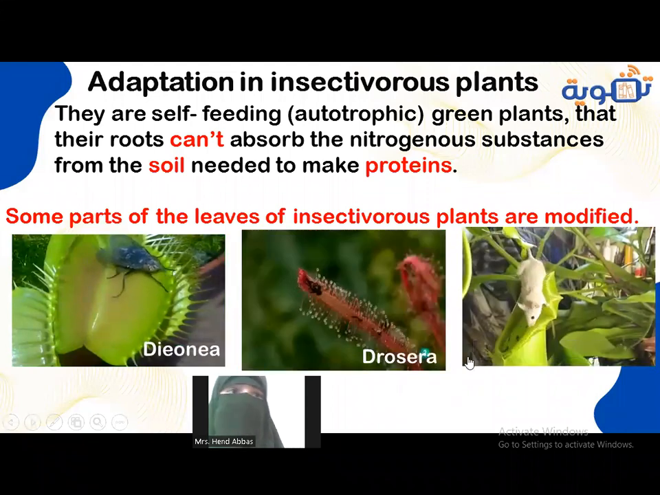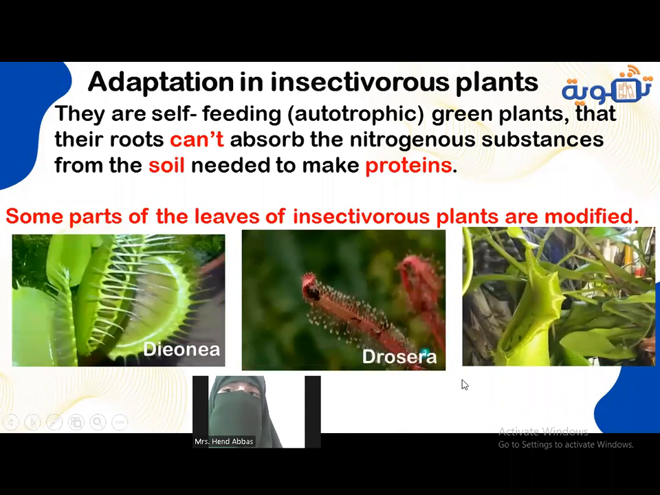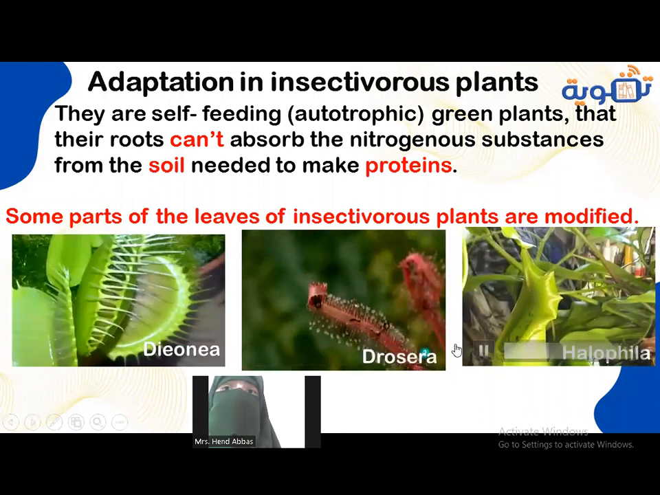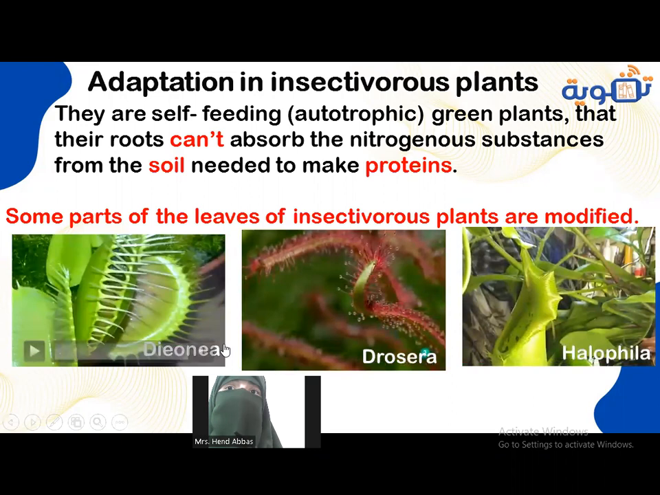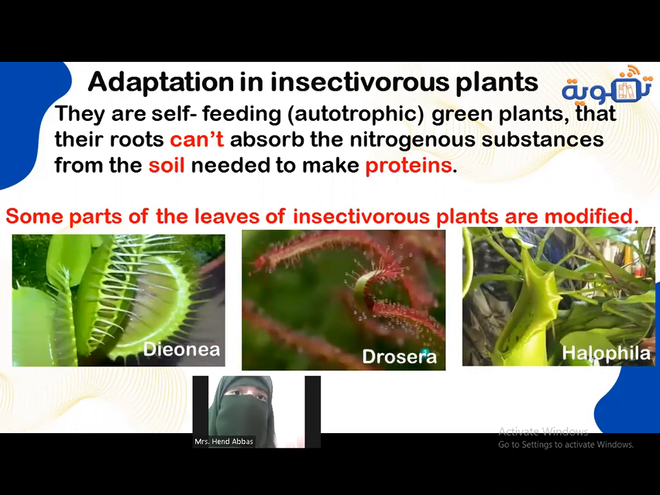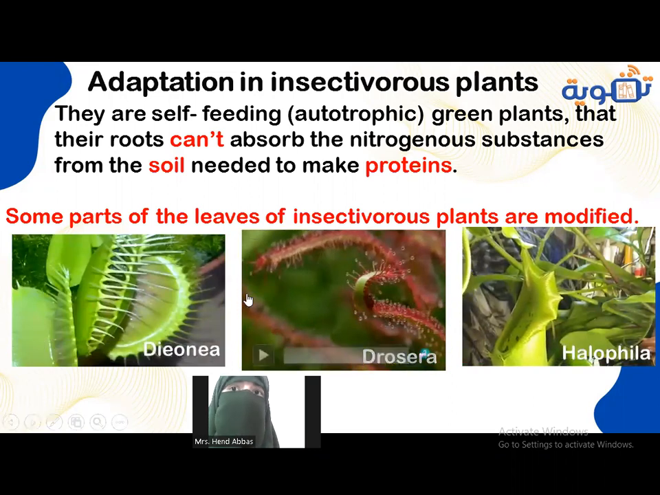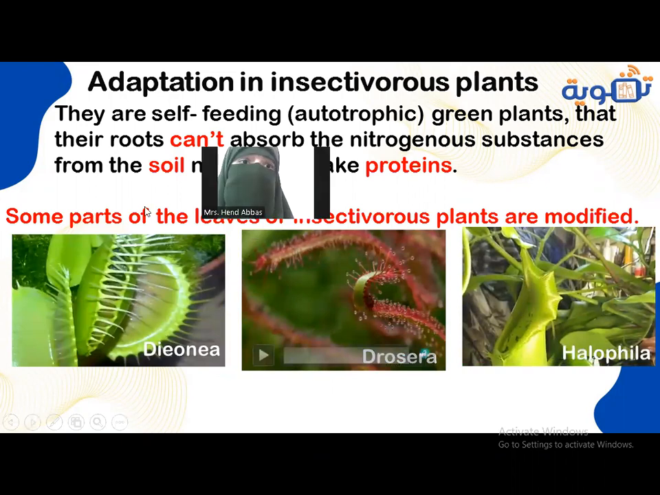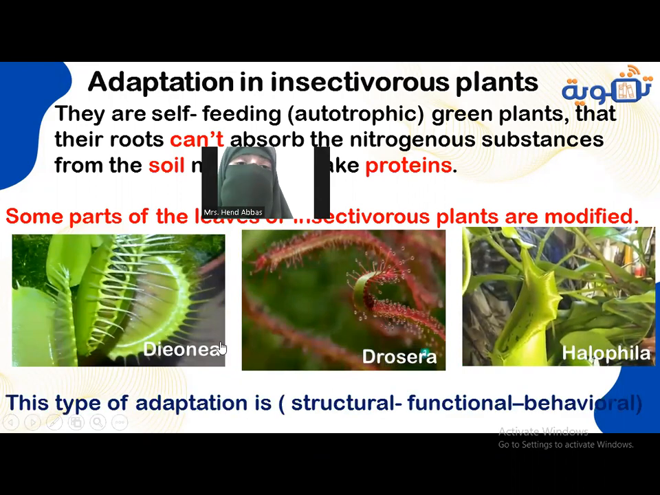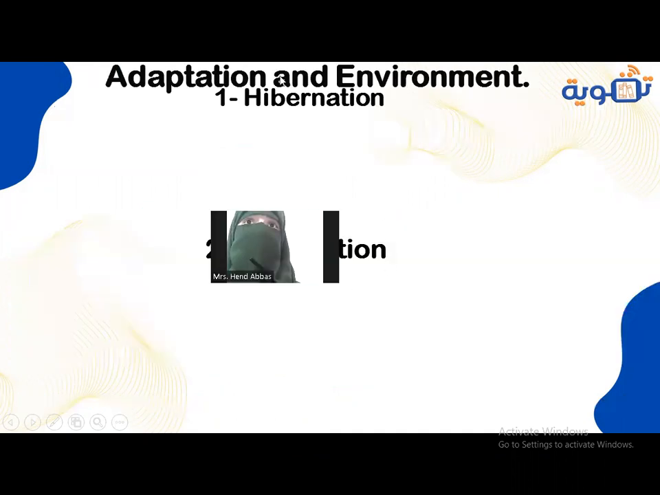Okay, so those plants pounce on insects: Dionaea, Drosera, and Aldrovanda. Why? They pounce on insects to absorb the nitrogenous substances from them, then they can make protein. What's the type of adaptation is it? This is structural adaptation. The structure of the organ changes. Okay, and now let's see some examples of the adaptation.